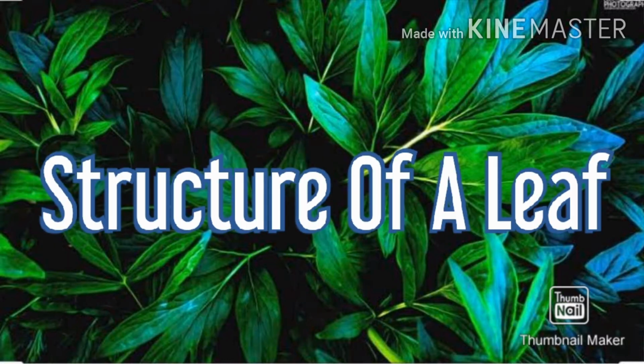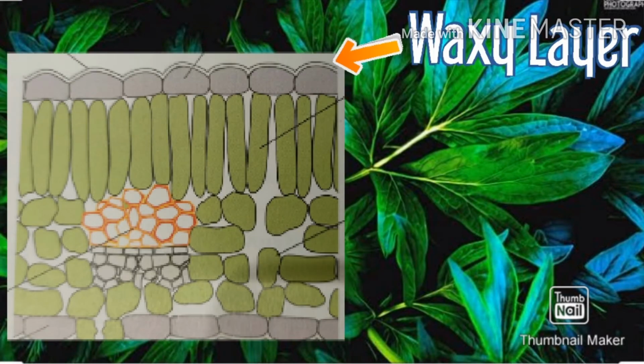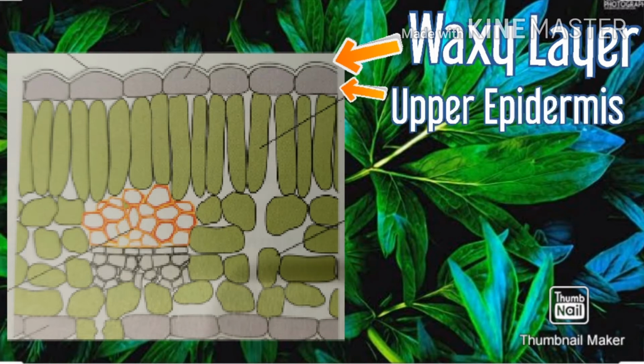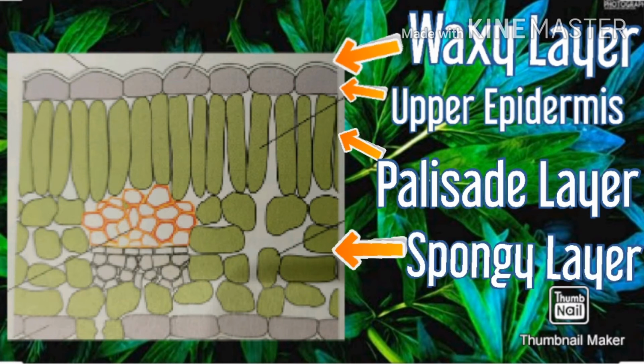Before we proceed, let's take a look at the structure of a leaf. As you can see here, these are the main layers of a leaf. This is the waxy layer. It stops the leaf from drying out. And this is the upper epidermis, which protects the cells inside the leaf. This is the palisade layer, where most of the photosynthesis takes place. This one here is the spongy layer, and as the name suggests, it has a lot of air spaces.